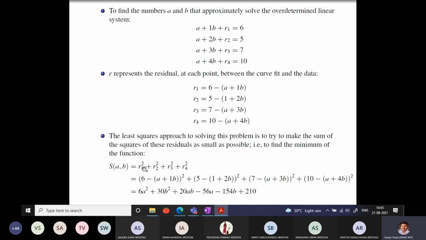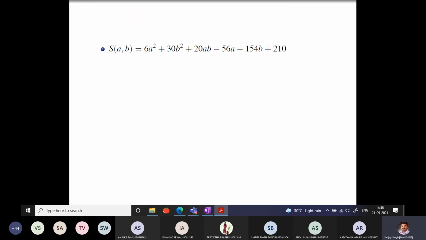This function is a function of two independent variables a and b. It means you have to take partial derivative with respect to a and equate to 0. You'll get one equation. Again, take partial derivative with respect to b and equate to 0. Get another equation. When two equations are there, just solve them and get the value of a and b. As simple as that. I've rewritten this particular equation here.